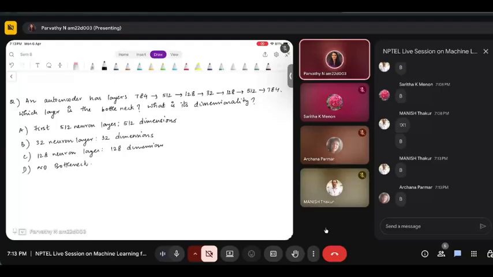An autoencoder has layers 784, 512, 128, 32, 128, 512, 784. Which layer is the bottleneck? Yeah, so it is the middle one, the 32 neuron layer.